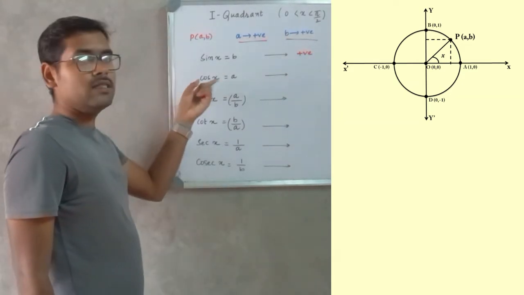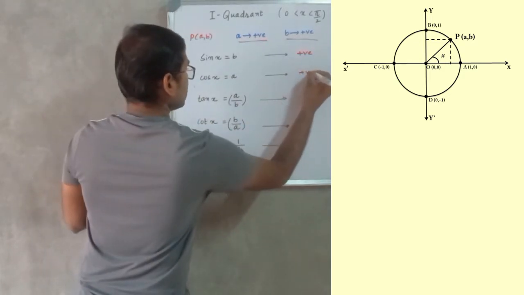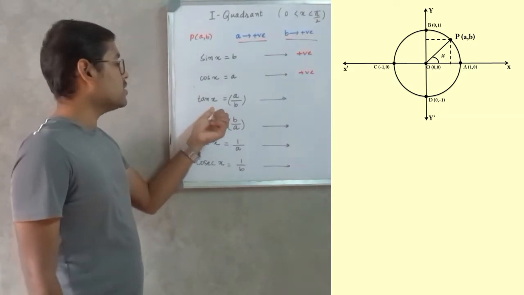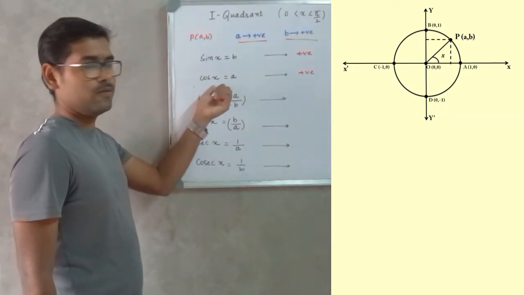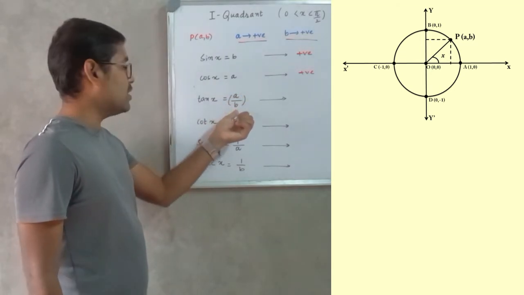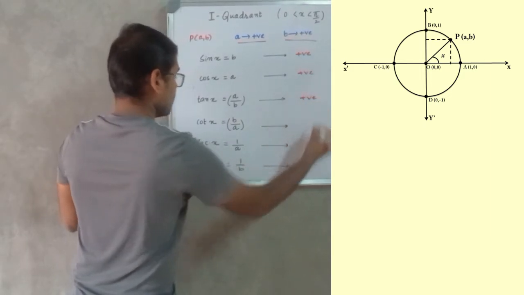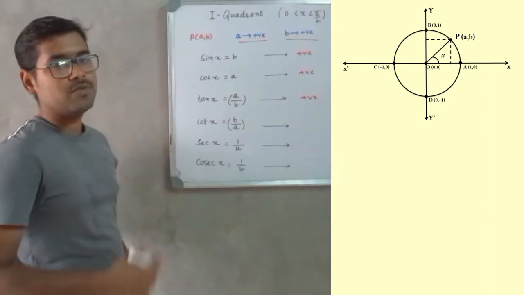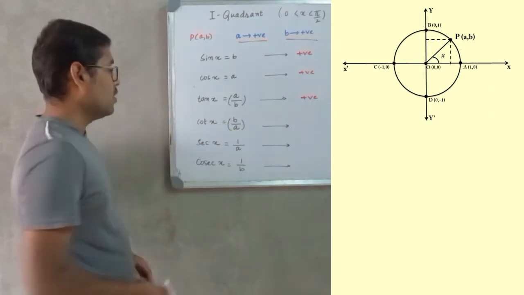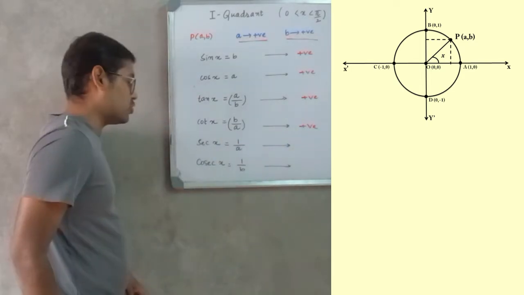Similarly, cos x is the x coordinate, so cos x will also have positive sign in the first quadrant. What about tan x? Tan x is given by sin x by cos x, which is b by a. Since a is positive and b is positive, tan x will also be positive in the first quadrant. What about cot x? Cot x is basically 1 by tan x or cos x by sin x. Here cot x will also be positive because both b and a are positive numbers.